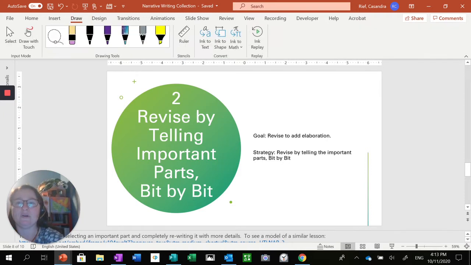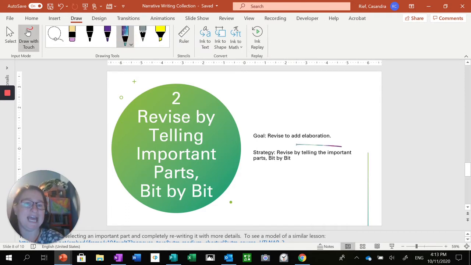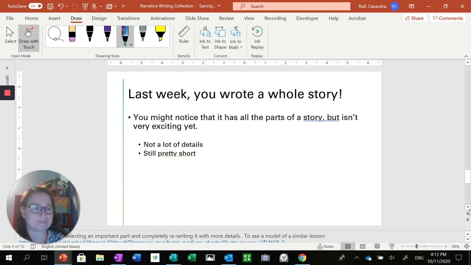And some of you might know it by this word I've got right here, elaboration. Elaboration is when you go back and add more details to make things more clear. So that's really what I want you to be keeping in the back of your mind as we work through our revision. Where can I add details to make my story better?